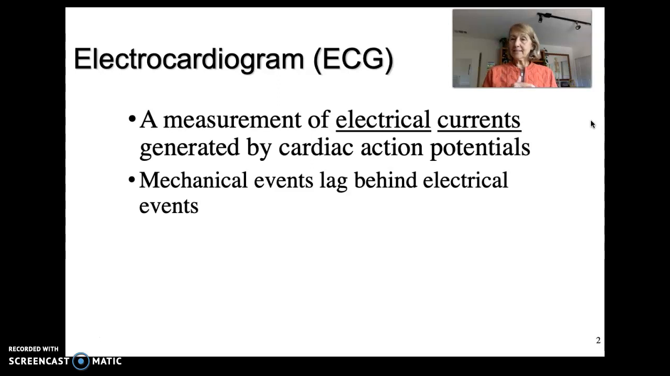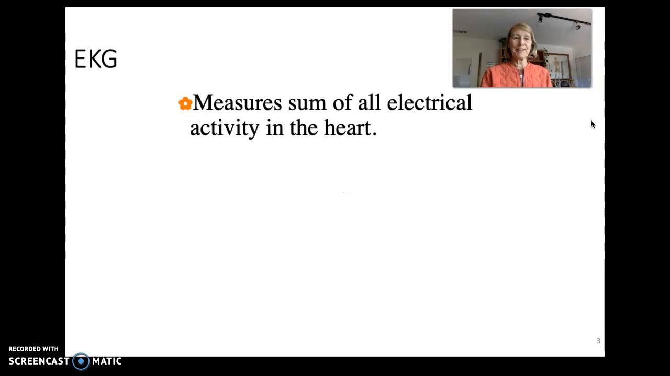Now, the mechanical events, you're not seeing that. You're just seeing what's happening electrically. There are these waves, these spurts of electricity, of current. And you assume that if they're working correctly, then the contraction is going to be perfect. But it's an assumption, because what you're looking at in an ECG is just electrical waves, just electrical events.